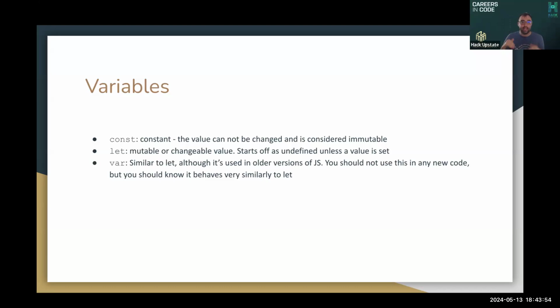You'll hear mutable and immutable. Immutable just means it's a constant, it can't change. Let means it's mutable or changeable value. And it can start out as undefined and we can set a value for it later, or we can declare the value right when we create it. We'll see that in a second.